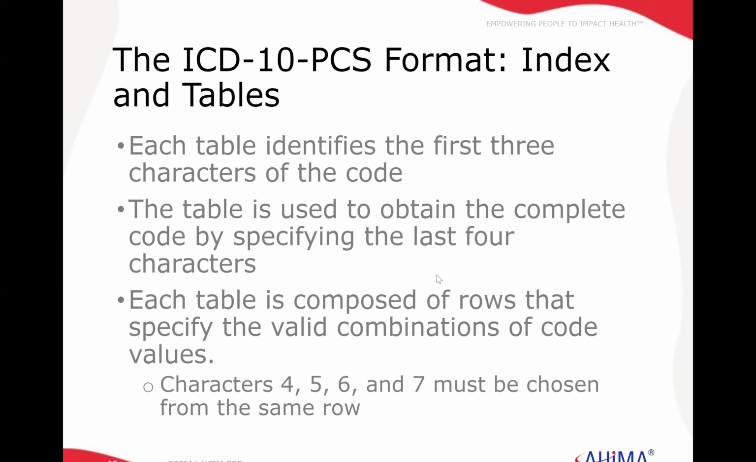Each table identifies the first 3 characters of the code, as we talked about in the previous slide. The table is used to obtain the complete code by specifying the last 4 characters. Each table is composed of rows that specify the valid combinations of codes. Characters 4, 5, 6, and 7 must be chosen from the same row. Let's take a look at what that means.